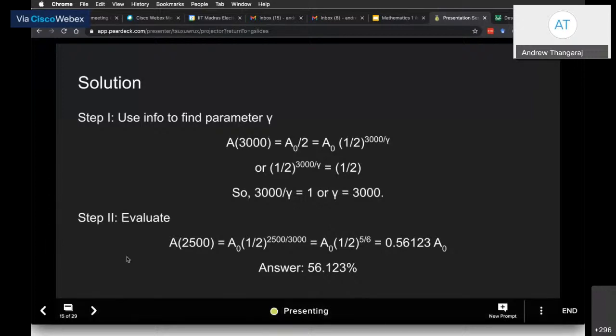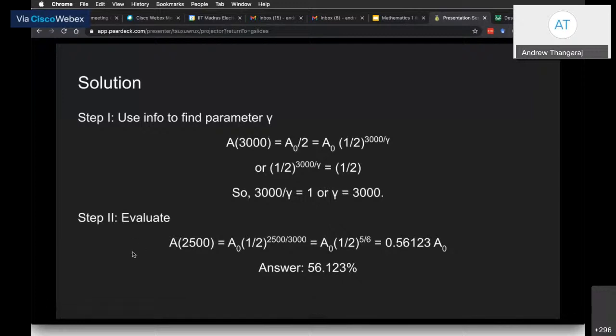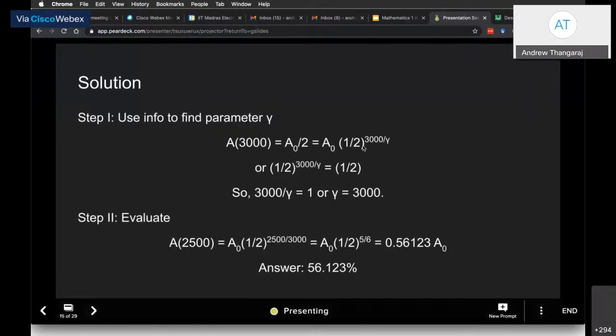Okay. So that's the end of this question. Let me just quickly see the chat to see if there are any important, interesting questions that one might answer.